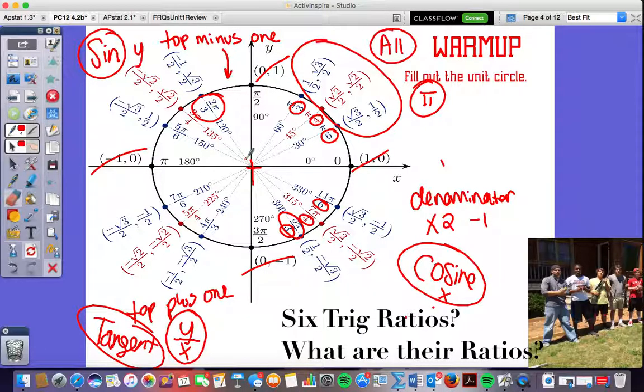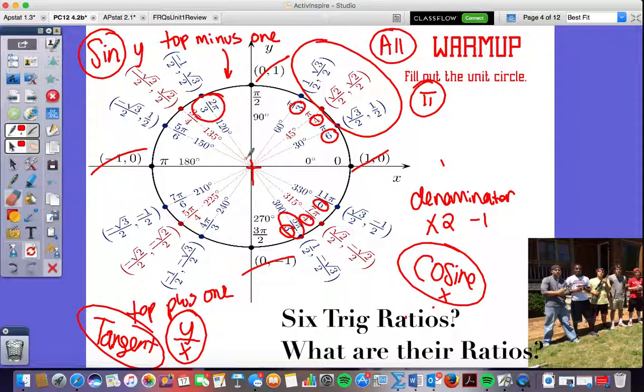The ratio, SOHCAHTOA, right? So what would be sine? Opposite over hypotenuse, right? So, SOH. What about cosine? Adjacent over hypotenuse. Good, Graham. What about tangent? Opposite over adjacent. Yeah, there we go. Right?